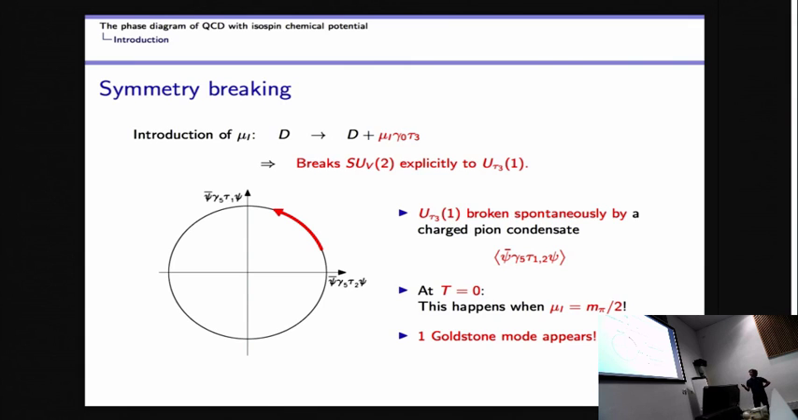And when we have this charged pion condensate here, then this singles out a point, and then we will develop one Goldstone mode, which is basically going along this direction here. At T equals 0, we know where this will happen. This will happen at the isospin chemical potential at m pi half in our definition of the isospin chemical potential.